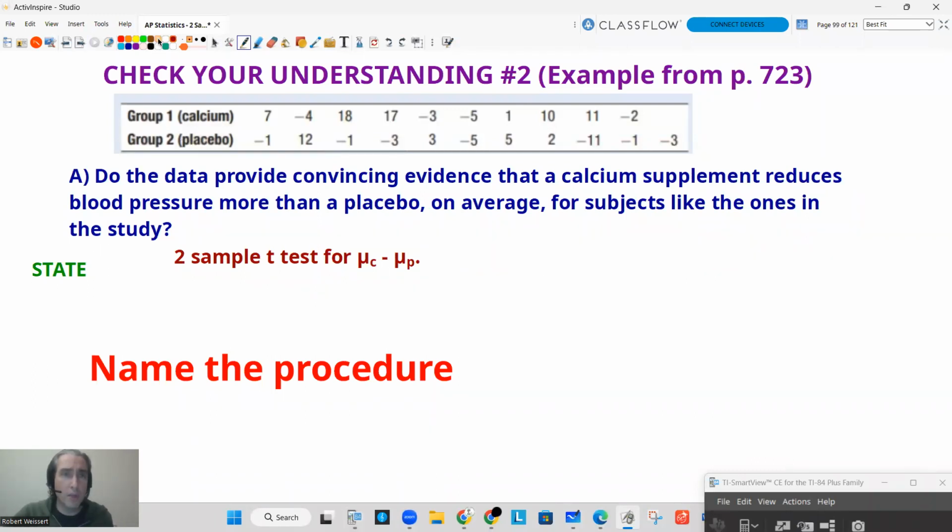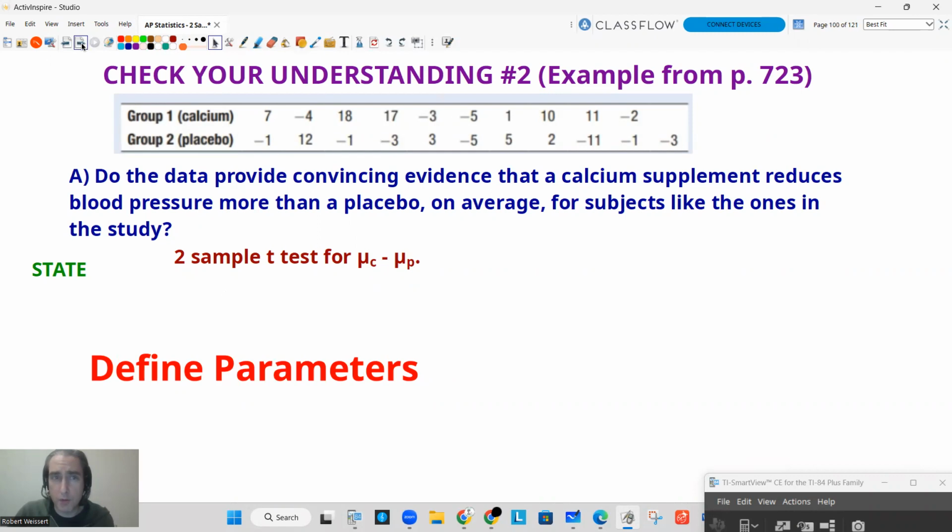Whatever notation you want, be consistent with it. If you're going to use 1 and 2, then keep it as 1 and 2. If you're going to use C and P, then keep it as C and P. I don't care, but make sure that you don't switch it up in the middle. All right, so what is this procedure called? It's a 2 sample t-test for mu1 minus mu2.